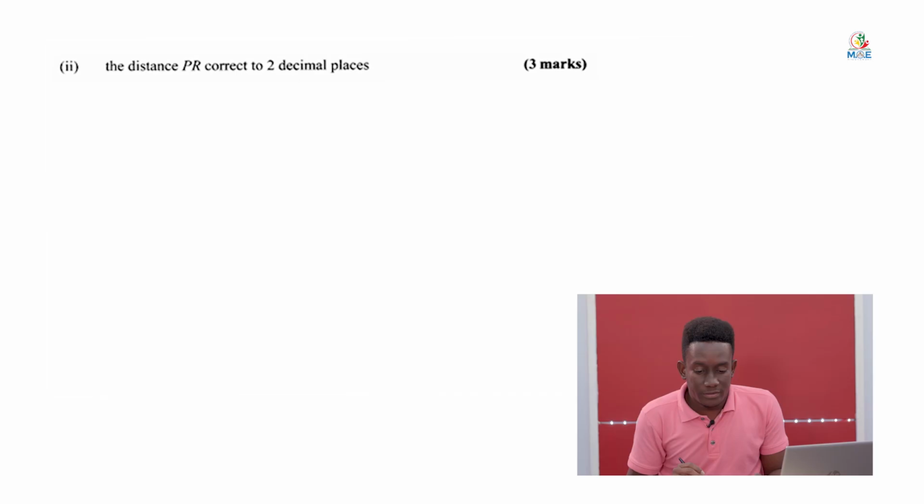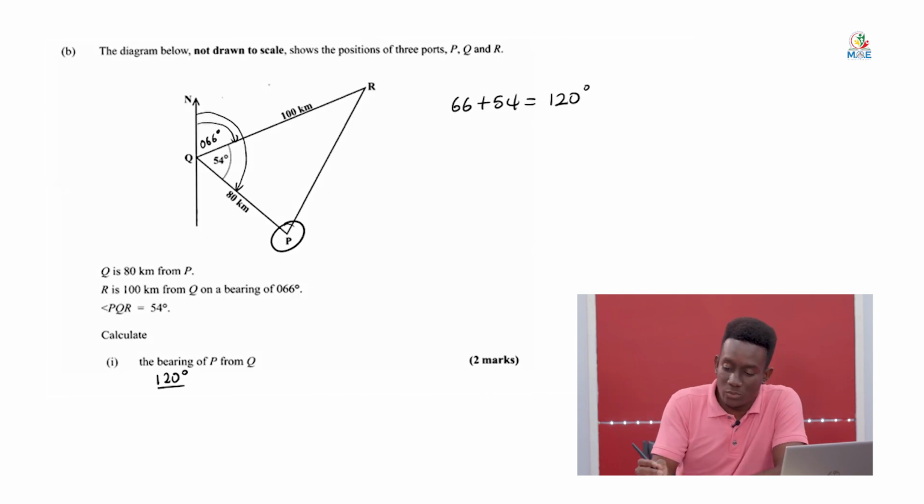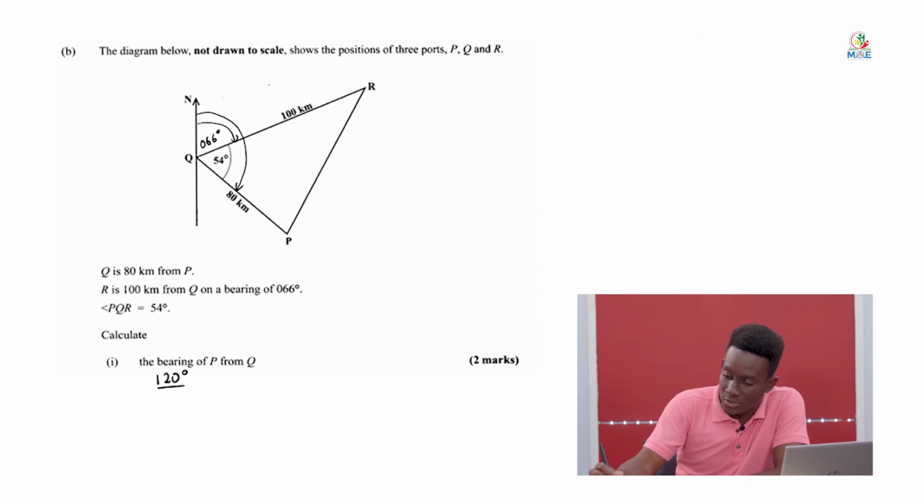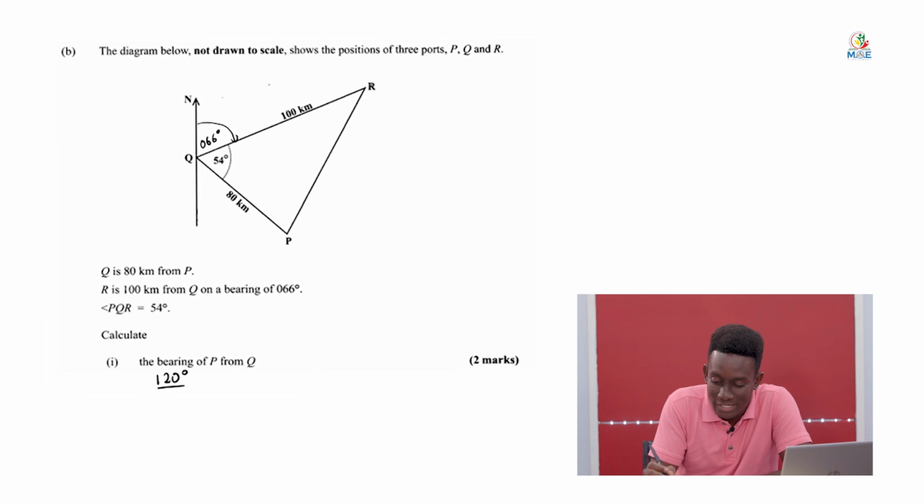Next one, they want us to calculate the distance PR to 2 decimal places. So they want us to find the distance PR, which is here, to 2 decimal places. So let me just erase this piece of work until I get some space. So the distance PR will be here. So what I can do, let me label this triangle using the points here.